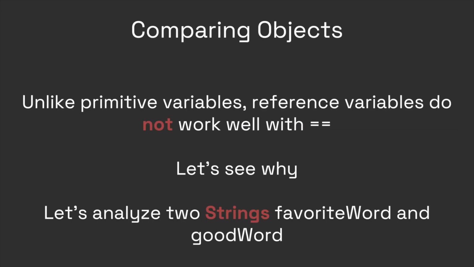But what happens when it comes to comparing objects? Unlike primitive variables, reference variables do not work how you might expect when you use the equals equals operator. Let's analyze two strings to do this. I know I have not explicitly introduced strings yet, but if you don't already know, they come from the string class, and they are essentially a collection of characters that are strung together. Think of this as almost like words and phrases. But the only thing that is important is knowing that strings are actually objects.